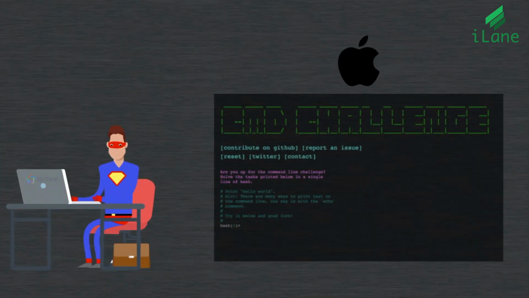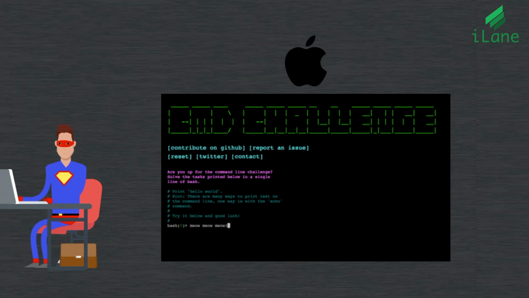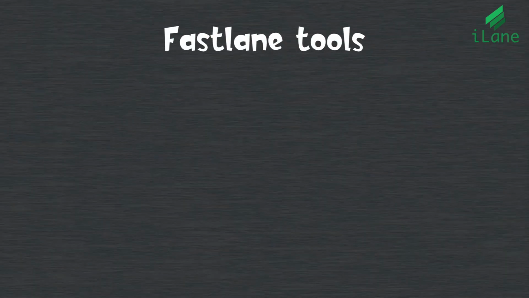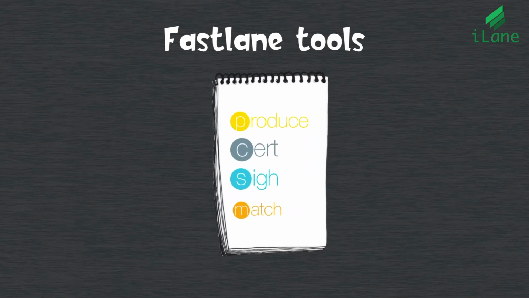Fastlane is like an assistant that helps you interact with the Apple ecosystem over the command line. Now, each of Fastlane's individual tools is designed to solve a common App Store or other problem. Not only that, but Fastlane can also combine many tools together into scripts that are called lanes.